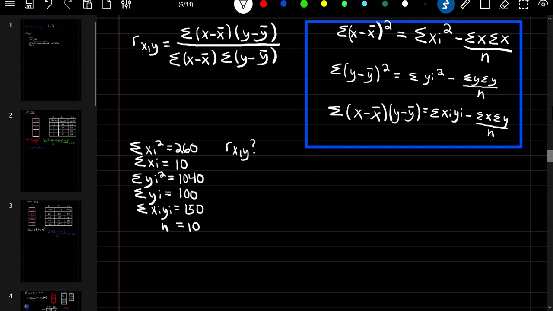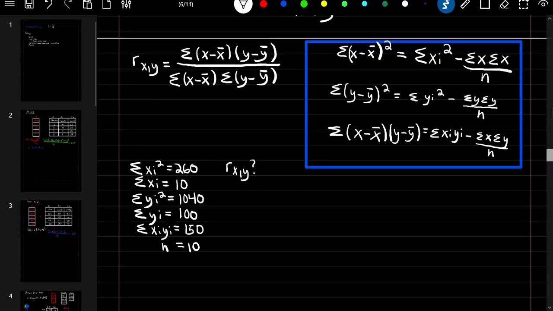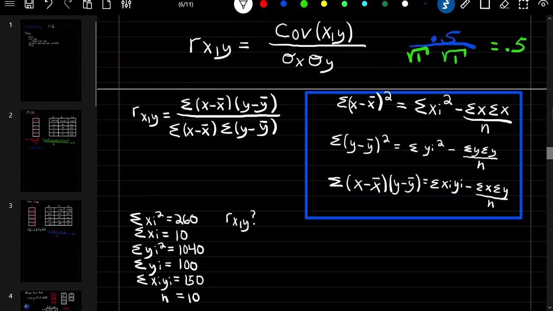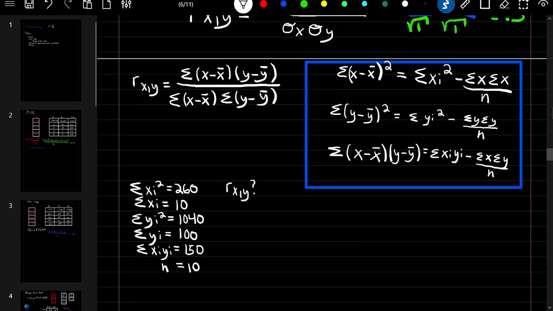So now we're going to do another correlation example. We just found that the correlation is equal to the covariance of xy divided by the standard deviation of x times the standard deviation of y. If we cross out the n-1 terms, what we're left with is the summation of x minus x bar times y minus y bar over the summation of x minus x bar times the summation of y minus y bar.